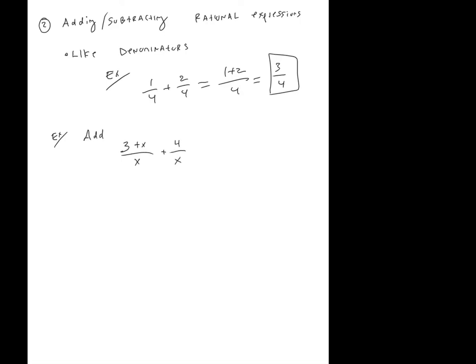3 plus x over x plus 4 over x. Right, so they're both the same, so we just do 3 plus x plus 4, everything goes at the top, and it's over x. We can simplify the top: 3 plus 4, we get 7 plus x over x, and that's all we can do here. Any questions here, y'all, with this nice example?